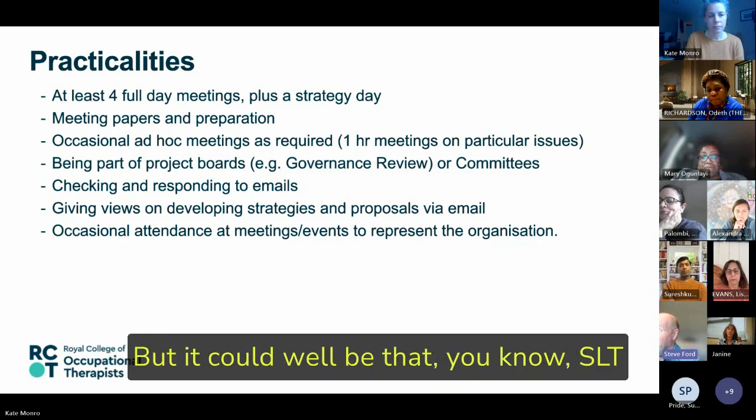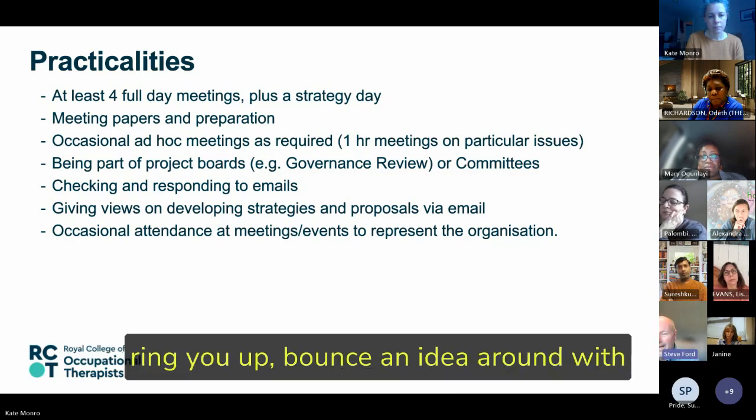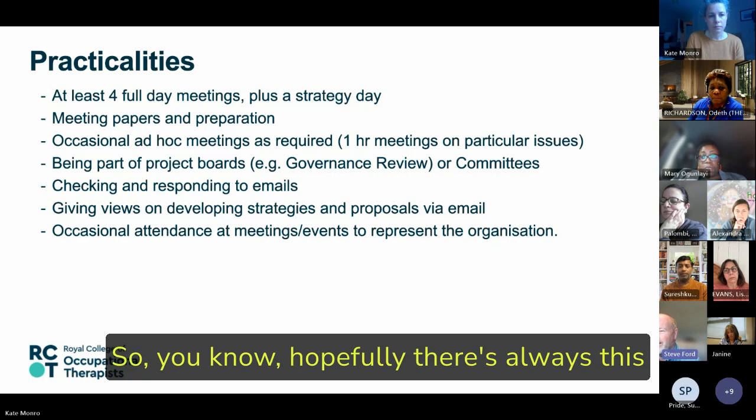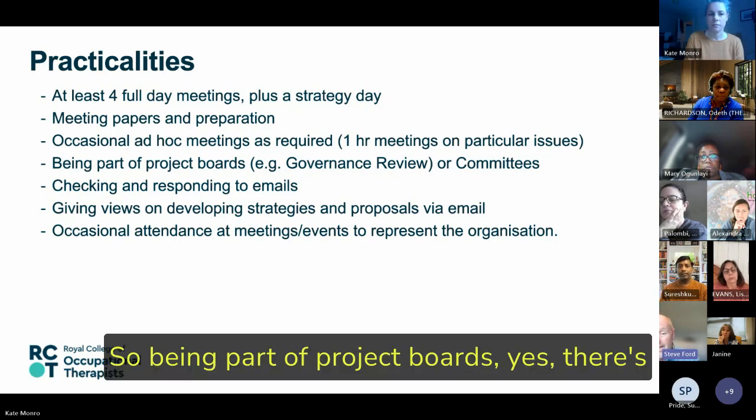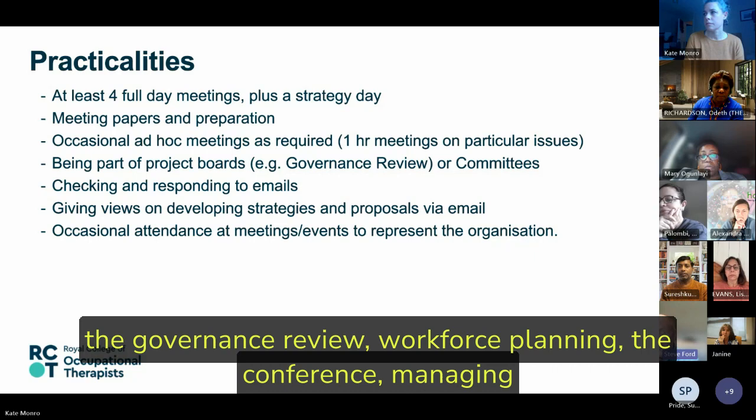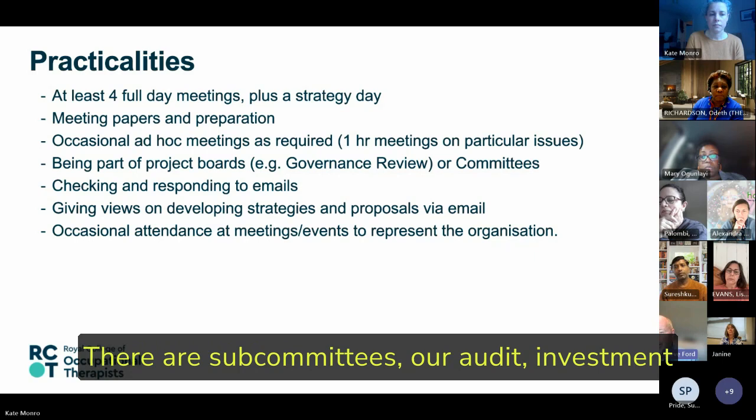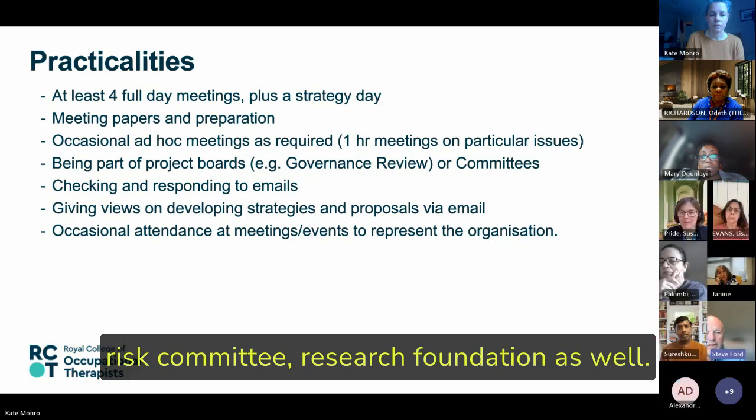It could well be that SLT members, senior leadership team members, just want to ring you up, bounce an idea around with you, test some thinking, get some feedback from you. So hopefully there's always this ongoing dialogue between us. Then there's being part of project boards: the governance review, workforce, planning the conference, managing our awards, a range of things. There are subcommittees, our audit, investment and risk committee, and the research foundation as well.